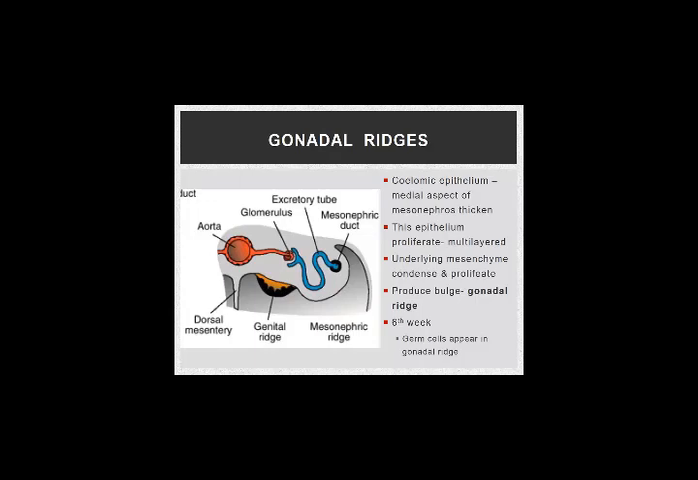In the 6th week we said that the primordial germ cells come and lie, to begin with, in the epithelium of the ridge, and then they invade the underlying mesenchyme.